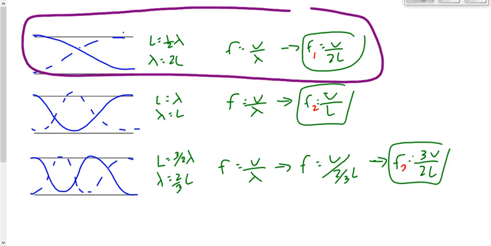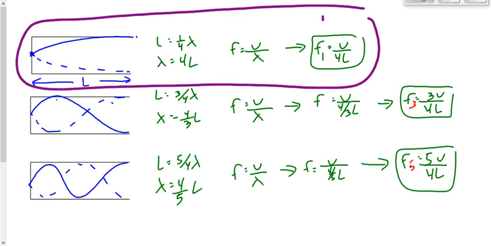If you have two ends that are different, like a clarinet, where you have one end open and one end closed, then your first harmonic is V over 4L, not V over 2L, and you don't have a second, but you do have a third. You don't have a fourth, you do have a fifth.